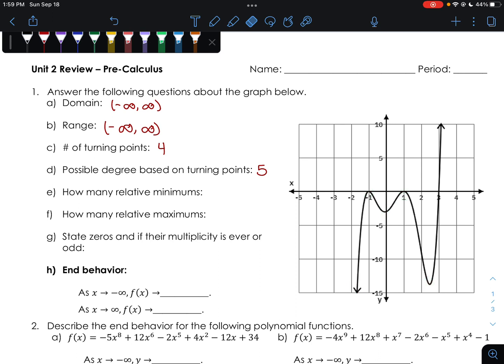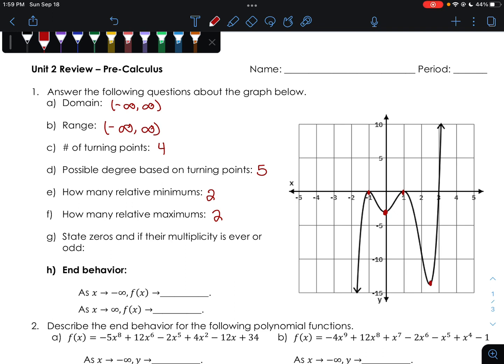Looking at letter E, how many relative minimums are there? Well, that's how many low points there are. There is one right here and one right here. So there are 2 relative minimums. How many relative maximums? That would be here and here. So there's also 2 relative maximums.